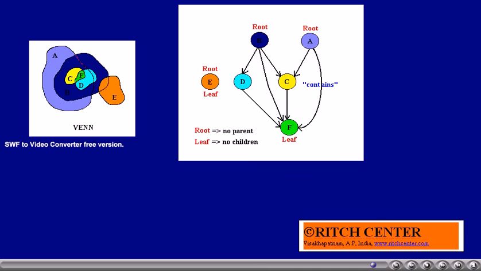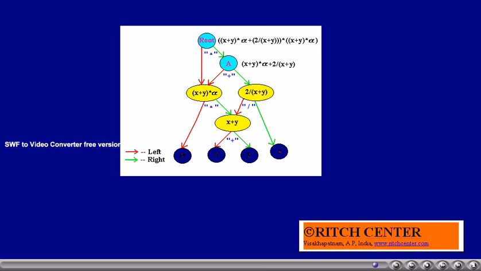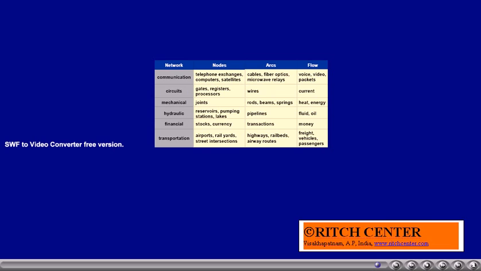Sometimes graphs can be used to represent set related concepts. Also, expressions can be represented in a tree, parse tree fashion, where a tree is nothing but an acyclic graph. There are many applications known as flow problems. They are used in many areas, such as communication systems, circuits, mechanical, hydraulic, financial, transportation, and water supply systems. In many places, graph theory concepts can be used.